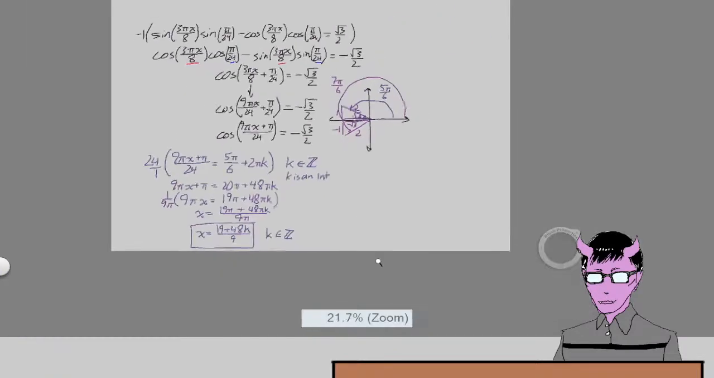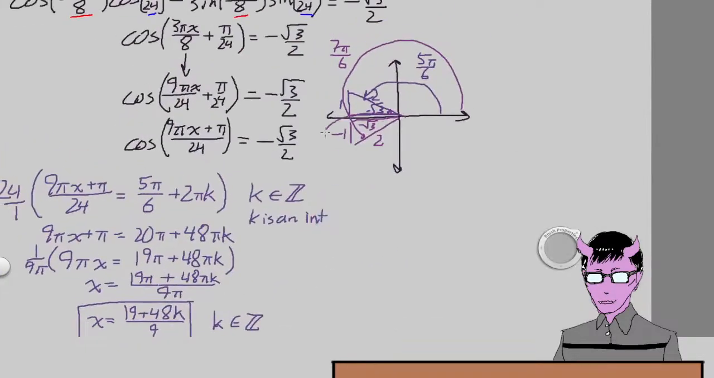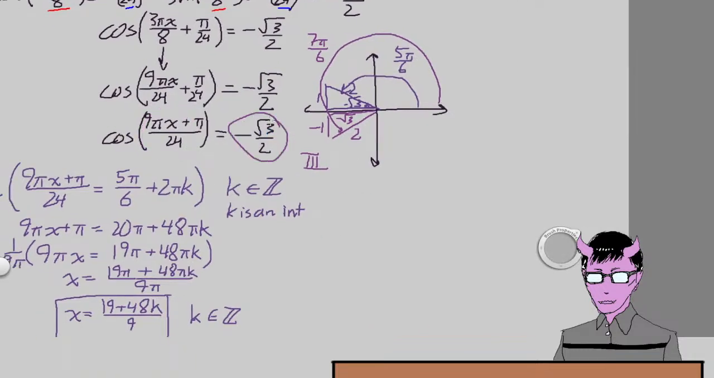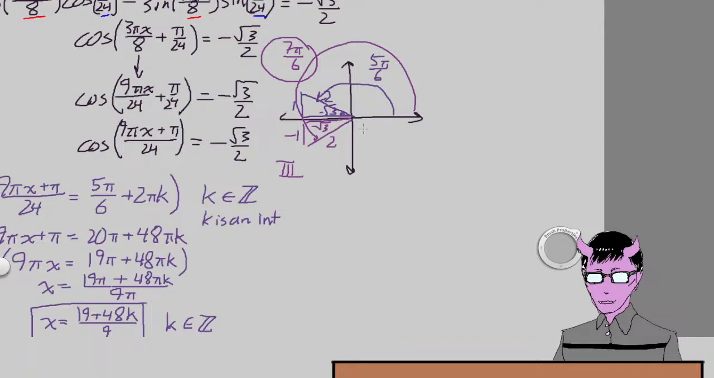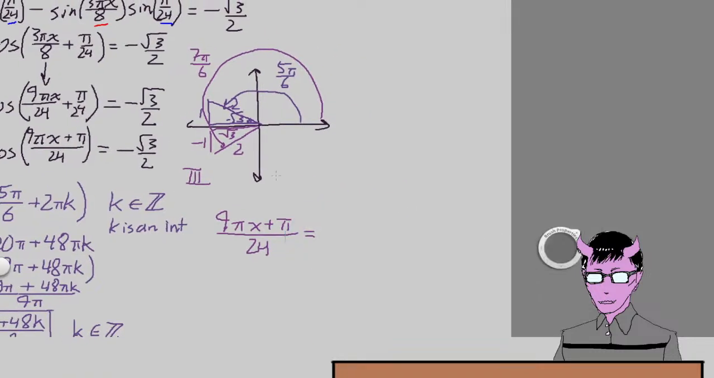And of course we have the second scenario to deal with. It's the lighter purple situation in quadrant 3. And that one is going to be the 7 pi over 6. So we're going to take this argument right here. What could possibly give us this ratio? It's going to be that reference triangle and all the coterminal ones to 7 pi over 6. So take the argument, 9 pi x plus pi all over 24, and that's going to be equal to 7 pi over 6.